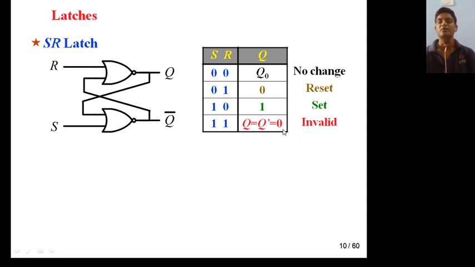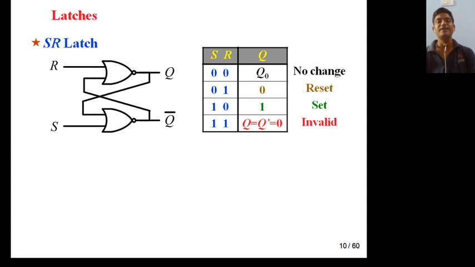If both are high, in that case there is an invalid condition, because you are getting the same output. You know what the complement of Q is? It must be Q dash, and it is not possible to have the same value in Q and Q dash. This is your SR latch.